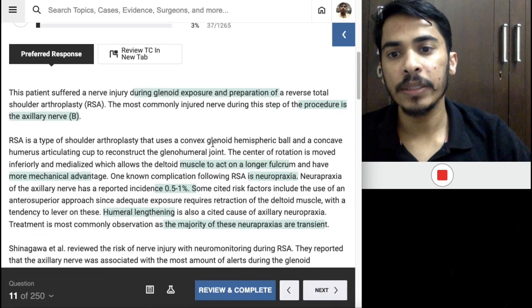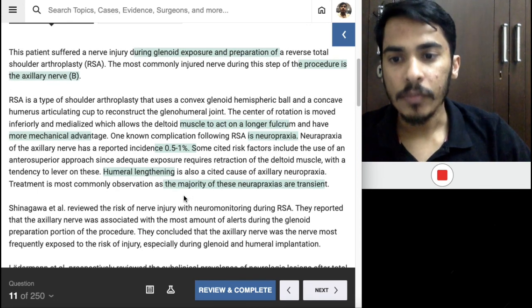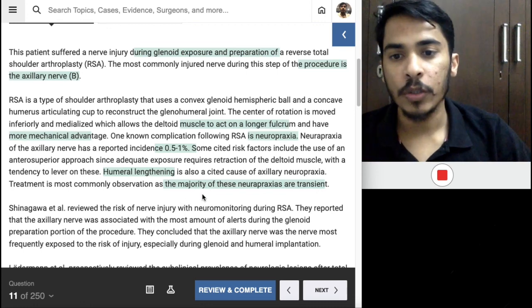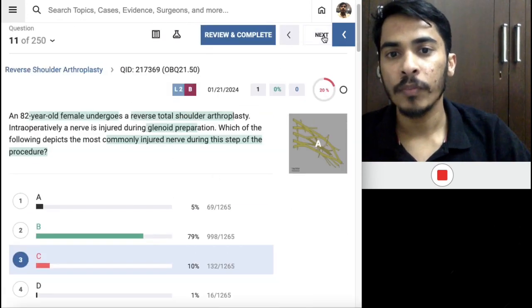So we have to remember that the nerve injured in glenoid preparation is axillary nerve, and the most common cause is neuropraxia only, so we can wait. Going to the next question.